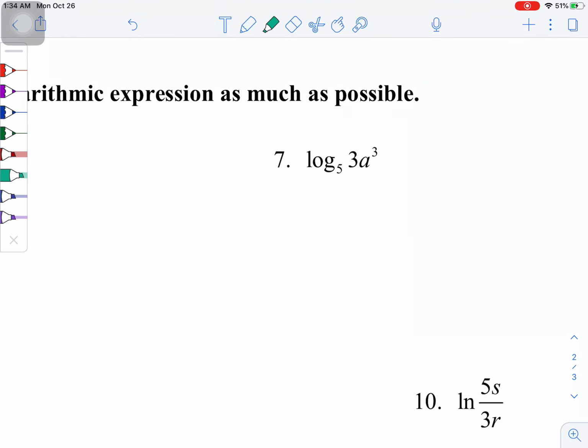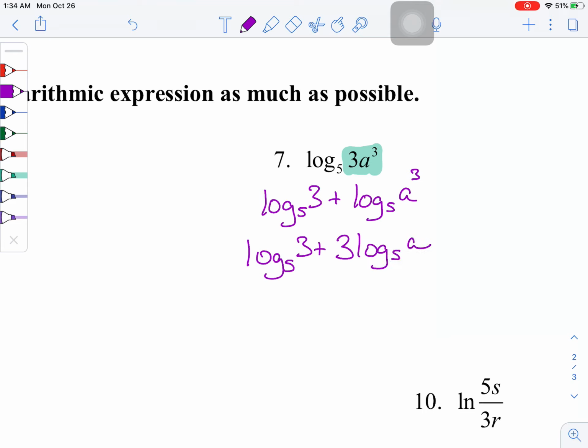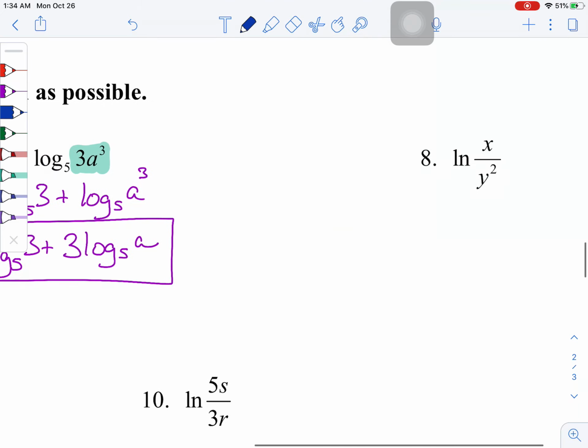Problem number 7, I have some multiplication going on, but I also have a power. So the first thing I want to do is split this up on the multiplication end. So we're going to have log base 5 of 3 plus log base 5 of A to the 3rd. Now, this is not considered expanded when you have the power here, so we're going to go ahead and move that to the front. So log base 5 of 3 plus 3 log base 5 of A. That is the expanded form.